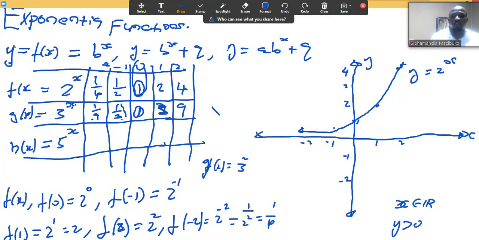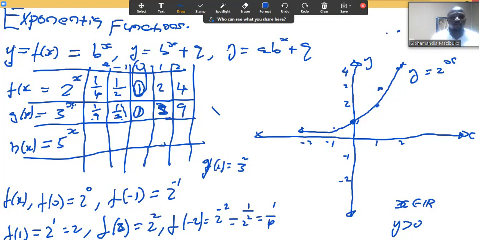So let's try to sketch it and see what will happen. Okay, so we have 0 is to 1, which is the same point as this one. And now we'll have 1 is to 3. Maybe that one would be here. And then we have our 2 is to 9. Maybe that one would be somewhere here.